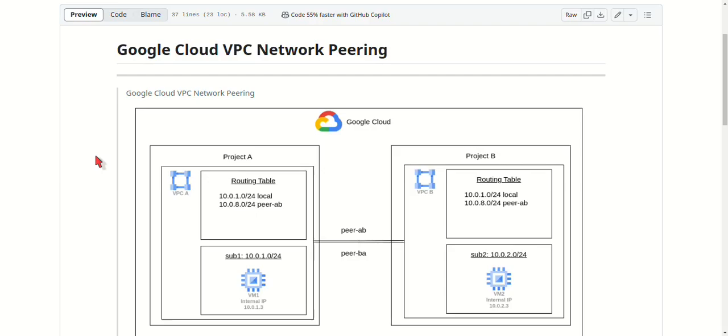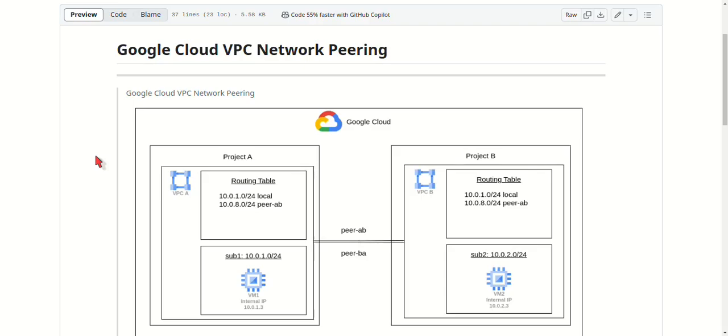There are important considerations to keep in mind. Ensure that IP address ranges within peered VPCs are unique to avoid routing conflicts. Effective IP planning and subnetting are crucial for maintaining smooth connectivity.